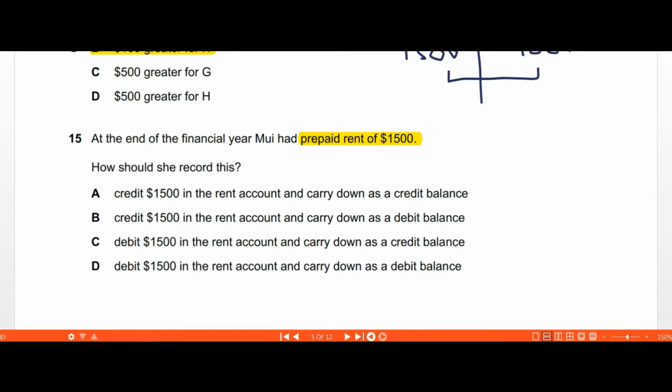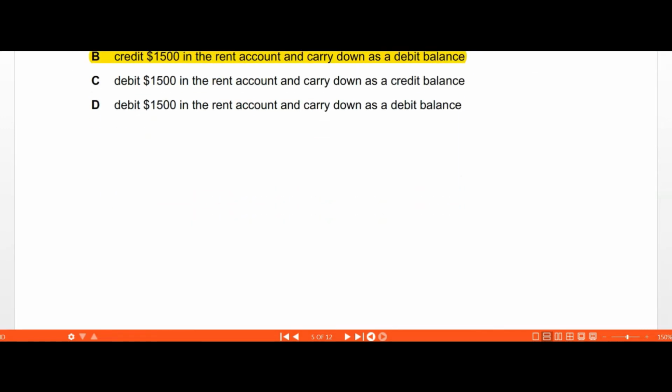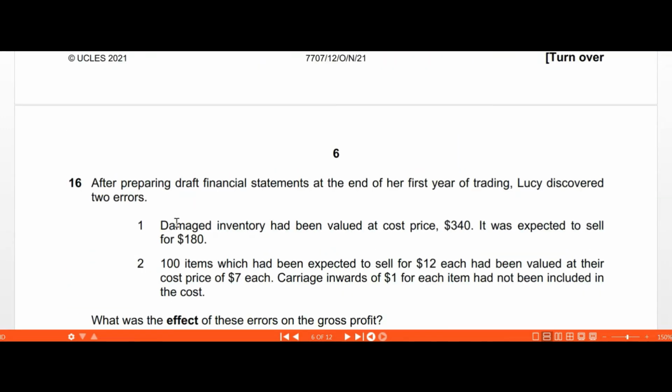No, whenever we have a prepaid rent, that is a current asset and that is always carried down as a debit balance. So credit 1500 in the rent account, true, and carry down as a debit balance. So we will be choosing option B. This will not be debited in the rent account. Why? Because this is a prepaid expense and prepaid is always shown on the credit side and brought down as a debit balance. Moving on to question number 16.